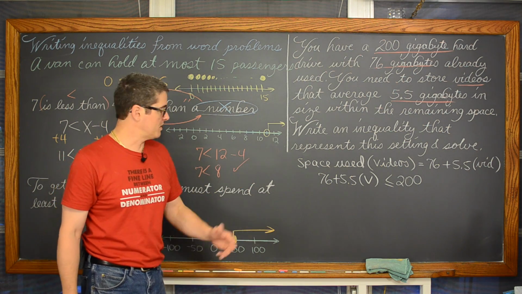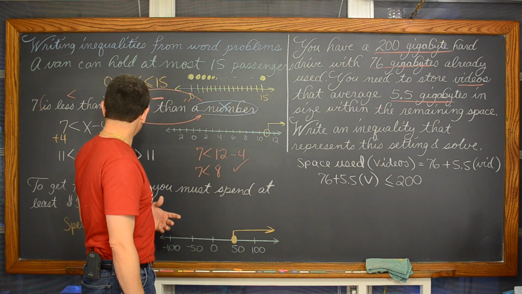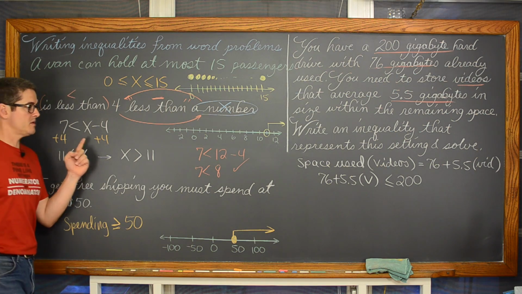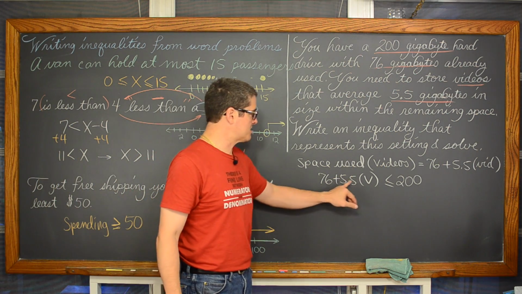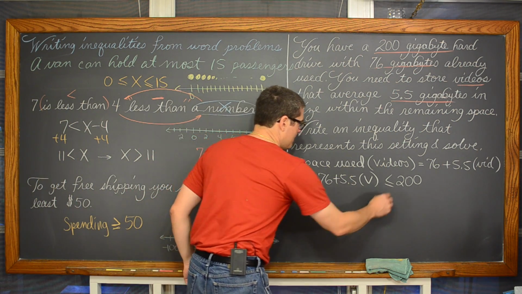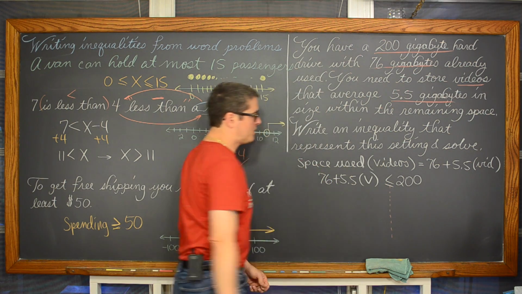And now solving this one, we're going from a one-step inequality to a two-step inequality. I have a 76 and a 5.5V on the left side of this inequality with the variable V.